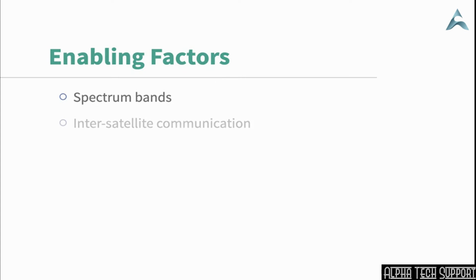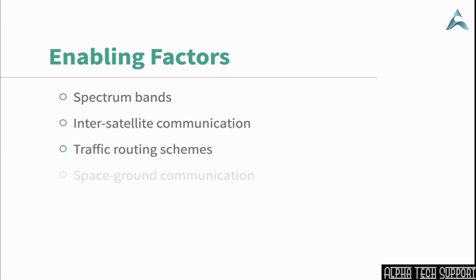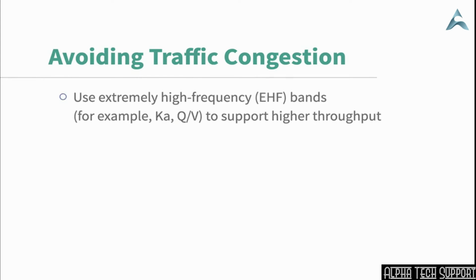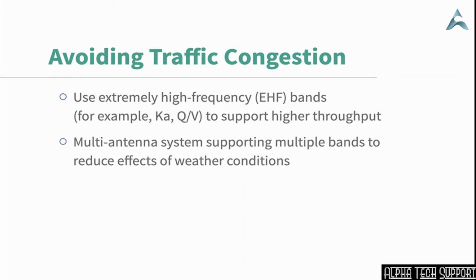services. Such capability can rely on some enabling factors, such as spectrum bands, inter-satellite communications, traffic routing schemes, and ground stations. Satellites have primarily used the C and Ku bands where possible congestion with existing satellite services, such as TV broadcasting, can degrade the bandwidth provided by satellite internet. To avoid such congestion, new LEO satellite operators have moved to use the Ka band and Q or V bands at extremely high frequency to support enhanced throughput. However, these bands are more susceptible to weather conditions than C and Ku bands, so a multi-antenna system can be used to allow new LEO satellites to benefit from all spectrum bands.